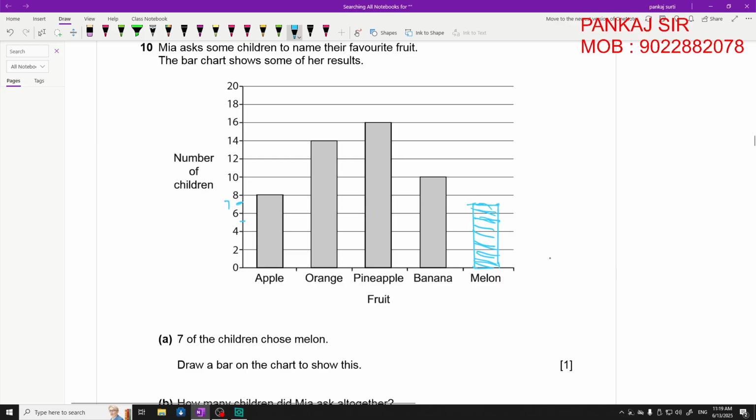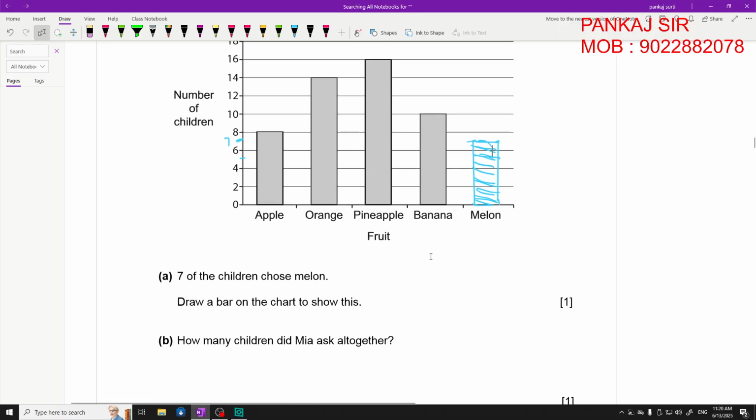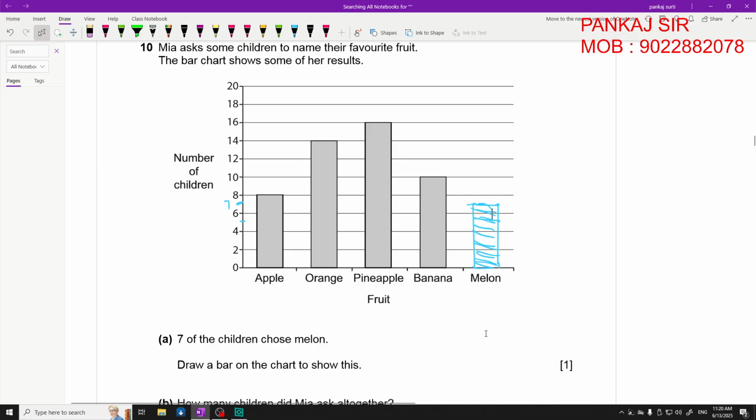Part B of this question is how many children did Mia ask altogether? So in total, how many children were there? So you can just total. Now this happens to be 7 children whose favorite fruit is melon. Banana is favorite to 10 students. You can see it's coming to 10 over here. Pineapple was liked by 16 students. And orange was favorite for 14. And apple is a favorite of 8 students.